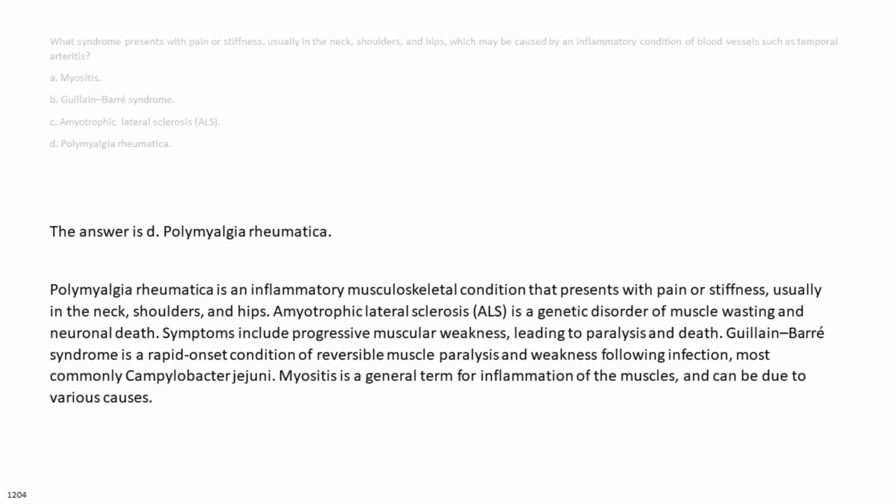The answer is D. Polymyalgia rheumatica. Polymyalgia rheumatica is an inflammatory musculoskeletal condition that presents with pain or stiffness, usually in the neck, shoulders, and hips.